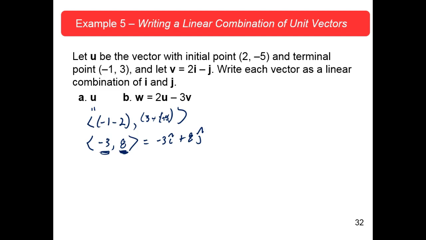So we've done the A part. Took a while, didn't it? Let's do the B part. W is equal to 2u minus 3v. Now, to me, the easiest way to do this is in component notation. That would be 2 times, what's the component notation of u?